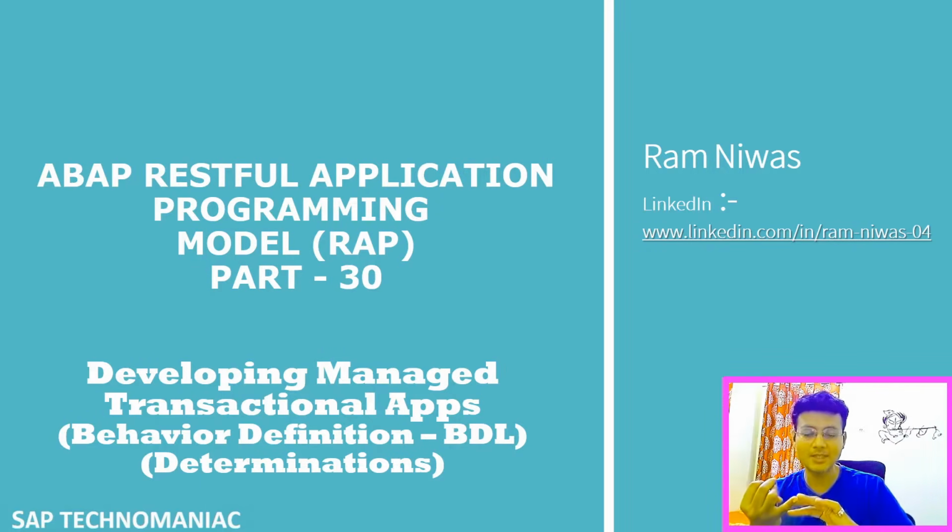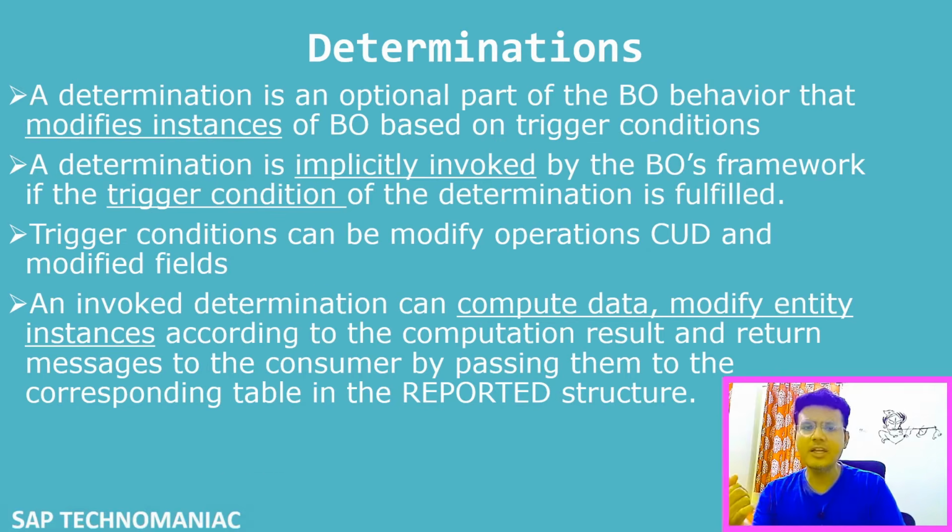So these three things have little differences. There is some similarity between validations and determinations: both are triggered based on some conditions. And there is a similarity between actions and determinations: both will modify the BO instances, but validation will not modify the BO instances. So you have to think about what your requirement is, and based on that you create either a determination, validation, or action. So let's see determinations in detail.